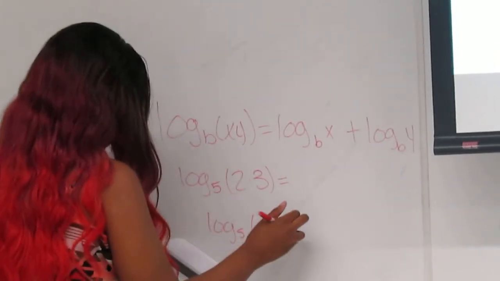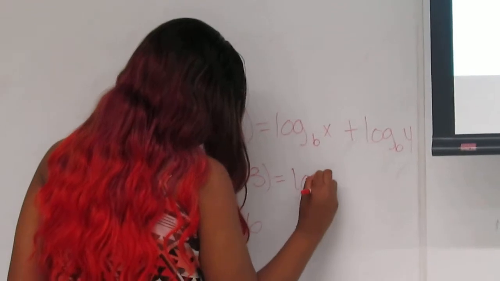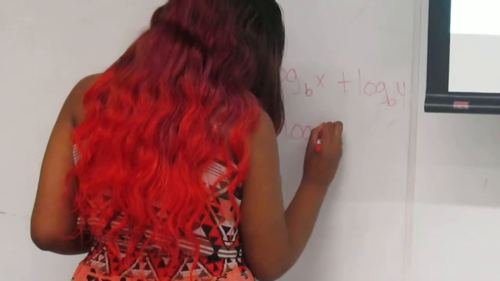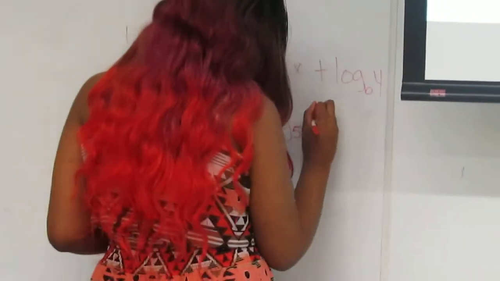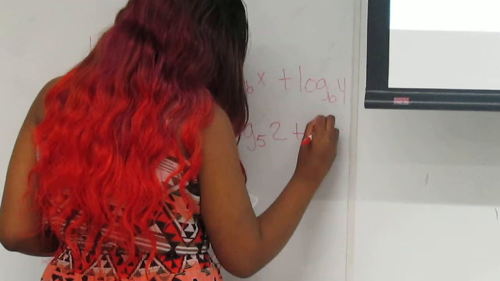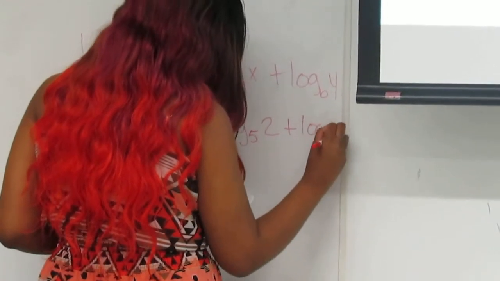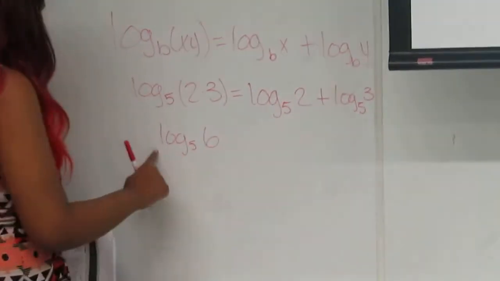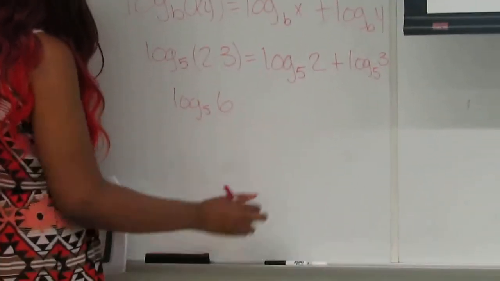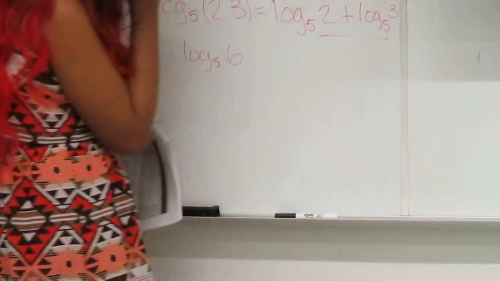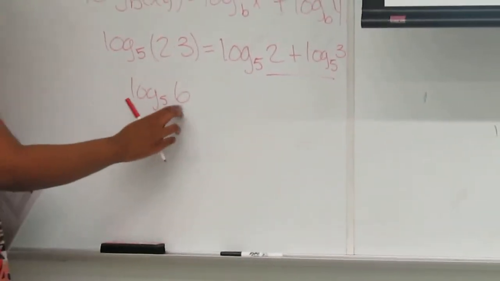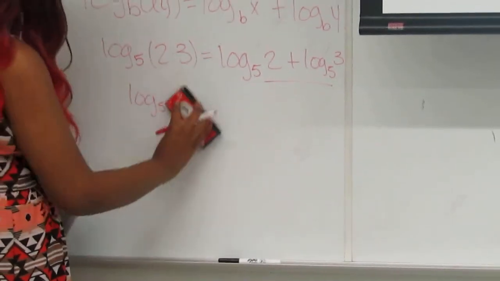But going back to the problem, it would be log base 5 of 2 plus log base 5 of 3. Now this really is log base 5, because here you're adding. Product basically means that you're adding. So you're adding the two logs to get log base 5 of 6, excuse me.